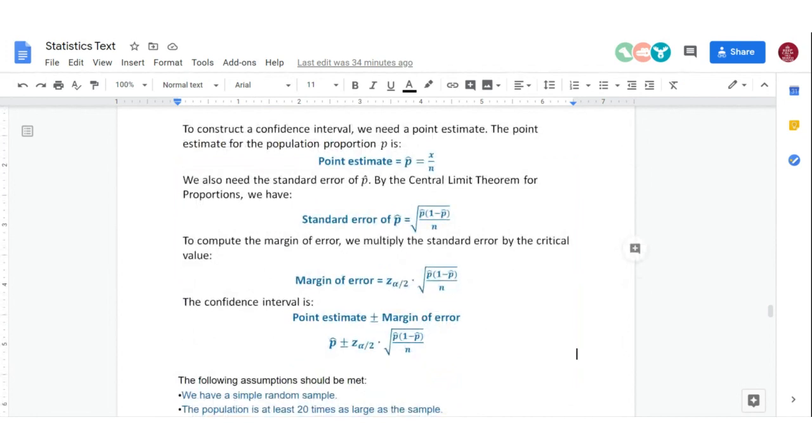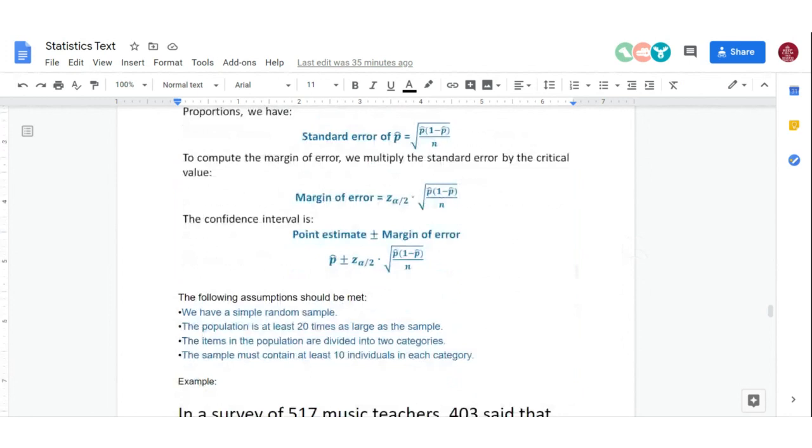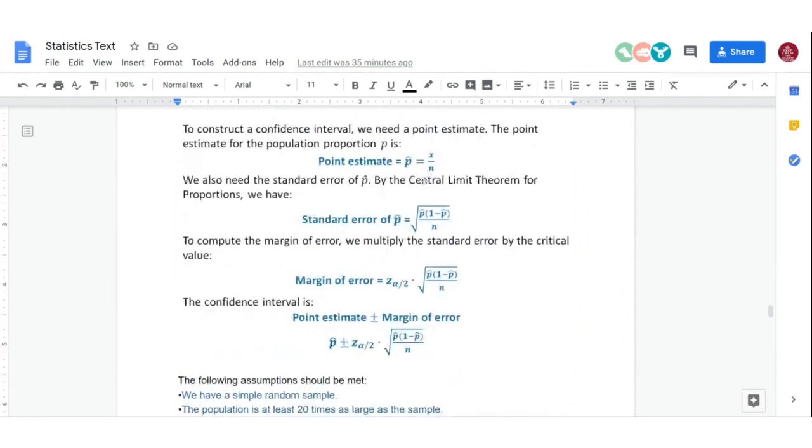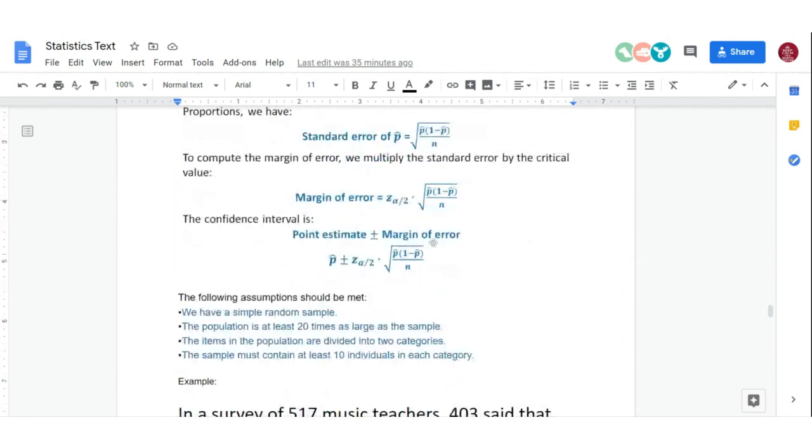But you've got to just use this as a formula instead of the central limit theorem for the mean. The way it is done is pretty simple. It's a square root, and in the numerator you've got p-hat times 1 minus p-hat, divided by n, and then square root. Then you just take that and multiply it times your Z value, and you've got your margin of error. You add it and subtract it to your point estimate, your p-hat, and that's going to give you your confidence interval.